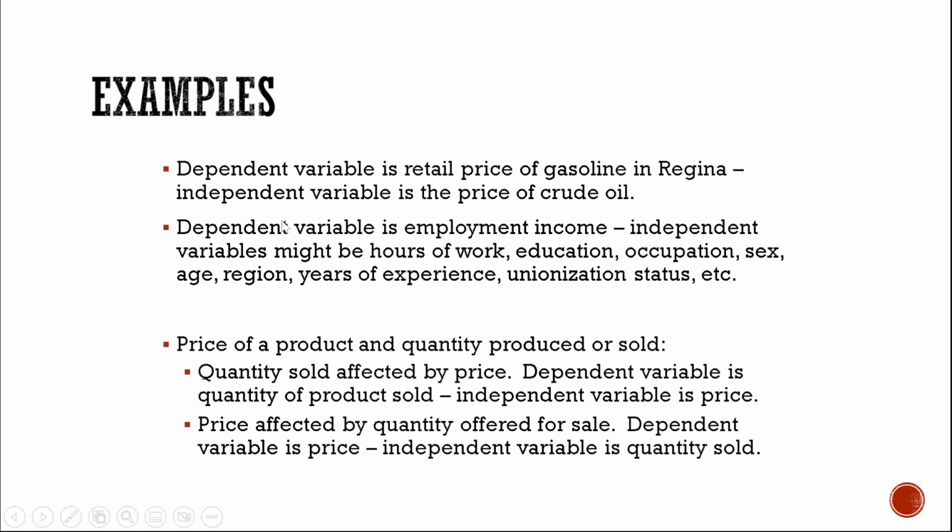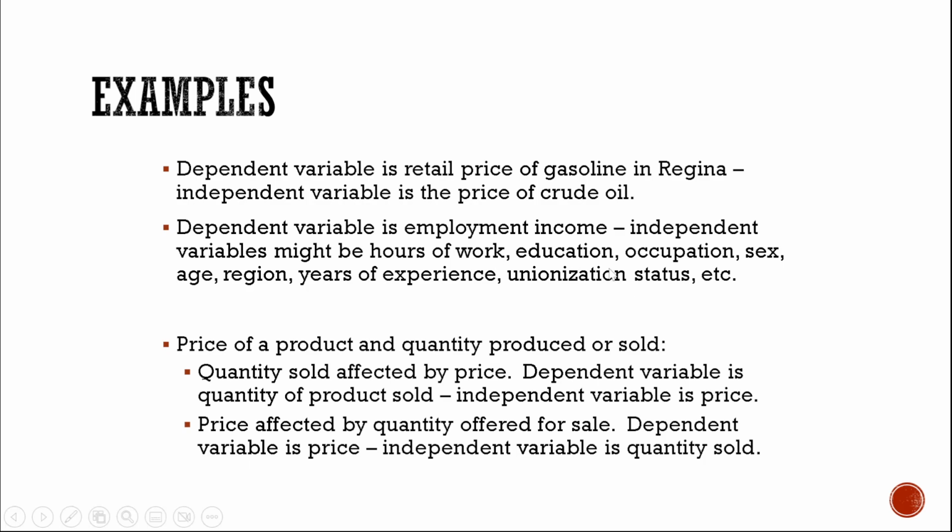Another dependent variable is employment income, wherein the independent variables are hours of work, education, occupation, gender, age, region, years of experience, and unionization status. When you say independent variable, like hours of work, that is fixed. It is not reliant on anything. Rather, 10 hours of work is exactly 10 hours.